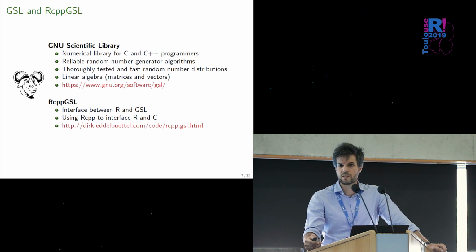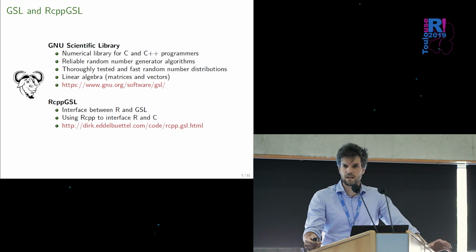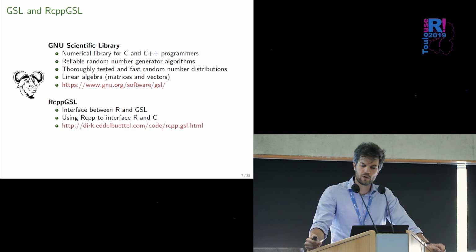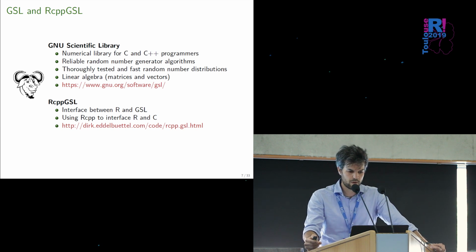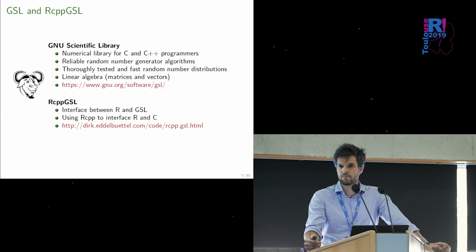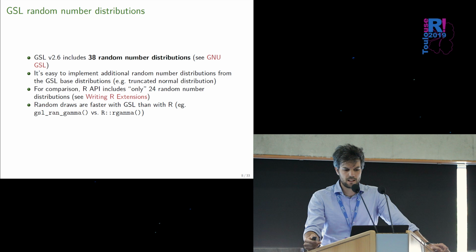A second Rcpp package is called RcppGSL, and it makes the interface between R and GSL. GSL is the GNU Scientific Library. It is written in C, and it is for C and C++ programmers. The main characteristic of this library, the most interesting for Gibbs sampling, is that it includes reliable random number generator algorithms and also thoroughly tested and fast random number distributions.